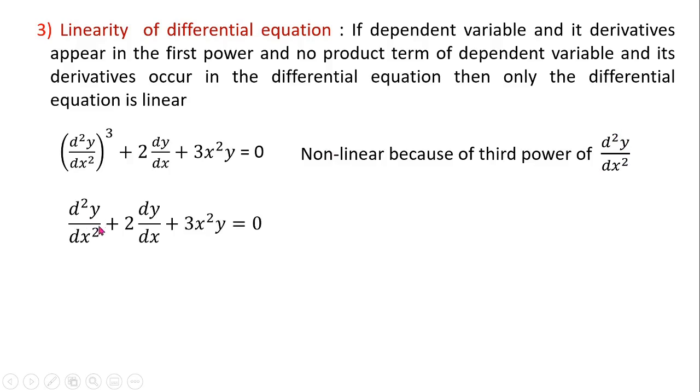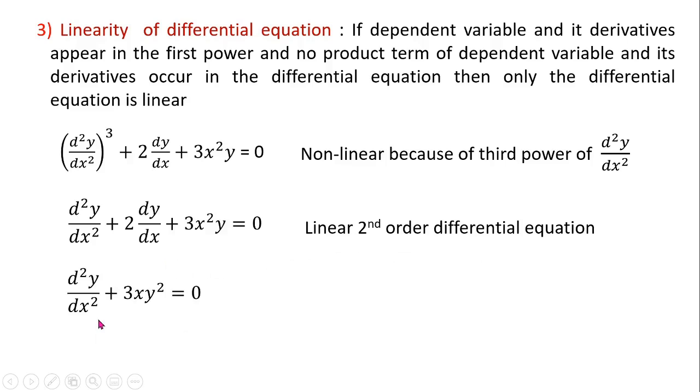Next example, d square y upon dx square plus 2 dy by dx plus 3x square y is equal to 0. Here both conditions are satisfied. All the derivatives are of first power and there is no product term of the dependent variable, because here the dependent variable is y. Therefore, there is no term which involves the product of the dependent variable and its derivative. Therefore, this equation is linear second order because the highest derivative is of order 2. Therefore, this is a linear second order differential equation.